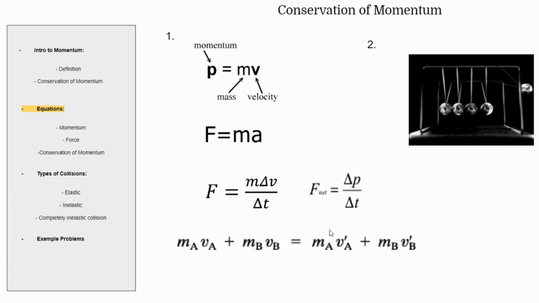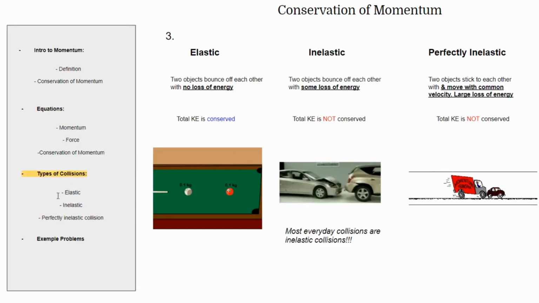This equation down here is the equation used for conservation of momentum. The mass and the initial velocity of the first object plus the mass and initial velocity of the second object is equal to the mass and the final velocity of the first object plus the mass and final velocity of the second object. This equation is true in every collision. When it comes to collisions, there are three different types of collisions. There are elastic collisions, inelastic collisions, and perfectly inelastic collisions.